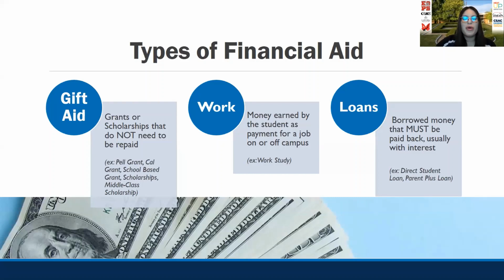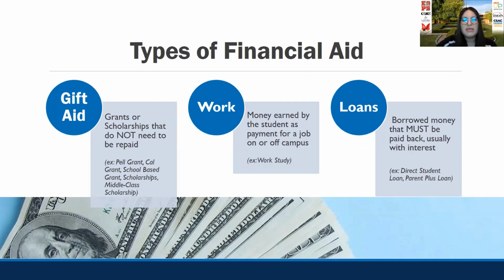Now that we have viewed both financial aid applications, we're going to go into different types of financial aid. So the first is going to be gift aid. It's grants or scholarships that do not have to be repaid. An example of this is the Pell Grant, Cal Grant, school-based grants, scholarships, and middle class scholarship. Work, which is money earned by the student as a form of payment for an on or off campus job.